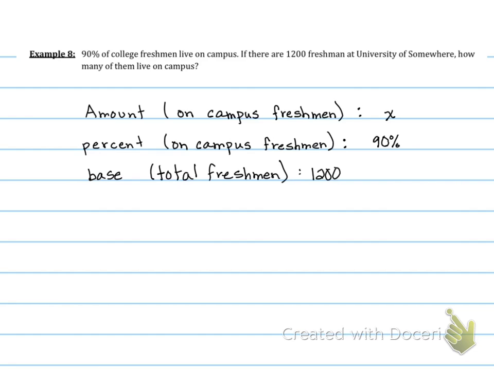So now we're going to write our equation. Again, your equation is always the same. Amount equals percent times base. So A equals P times B. So X equals 0.9 times 1,200. Which is like 1,080. That's what I got. Excellent. So 1,080 freshmen.